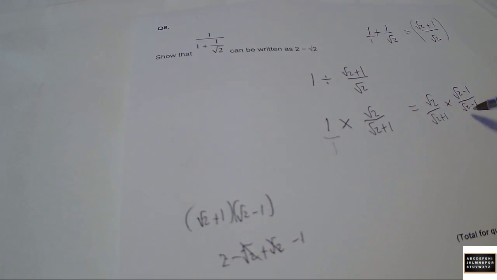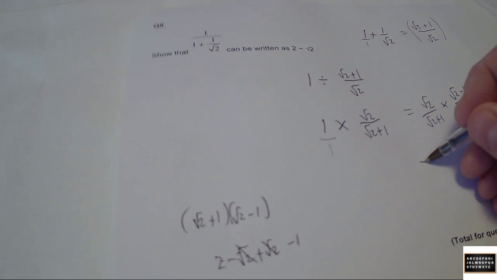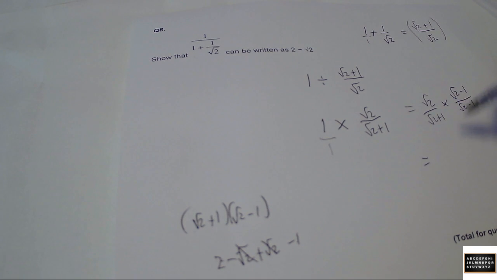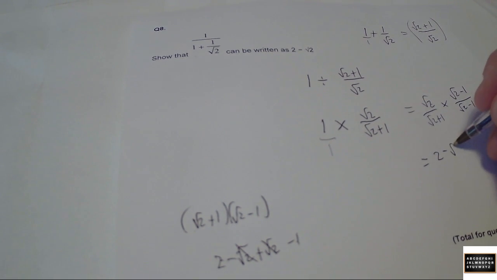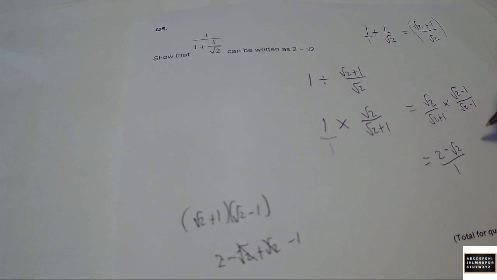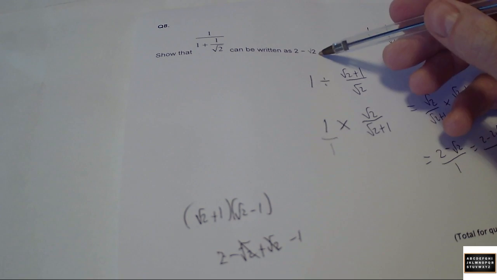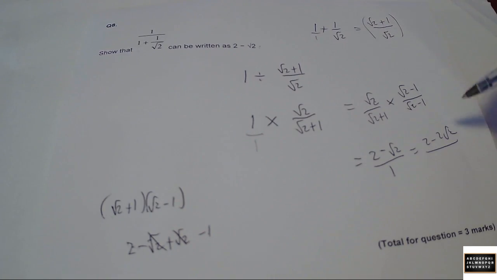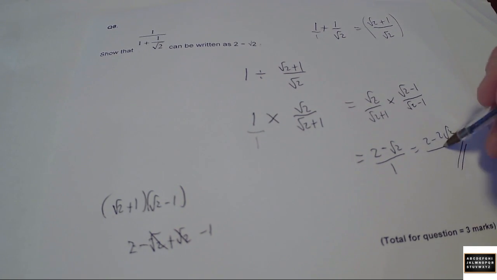So this bit over here, that's just going to make 1 underneath. And on the top, I've got root 2 times root 2, that's just 2. And then root 2 times minus 1, well that's just minus root 2. And it's over 1, as we just discovered, so that's just 2 minus 2 root 2, which is what it was asking me to prove. So just the final 2 lines there to show that we've done it.